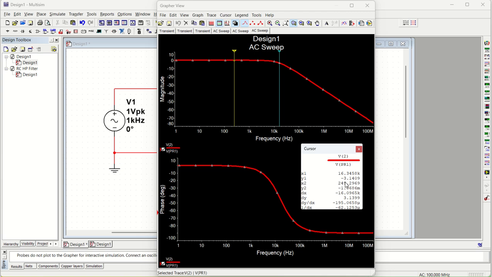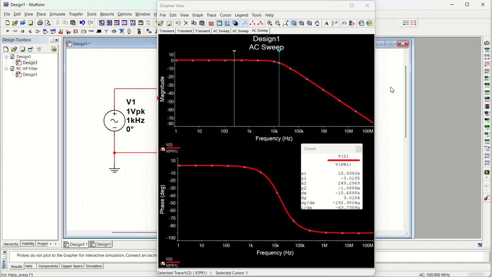That is occurring at about 16.34 kilohertz. Actually, if I put it at exactly minus 3, then it will come to 15.9. So yes, 15.9 kilohertz it is occurring. This was the AC response, or the AC sweep, that we got.